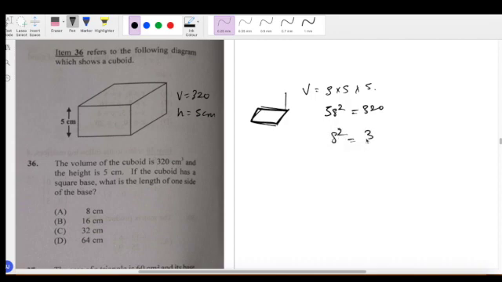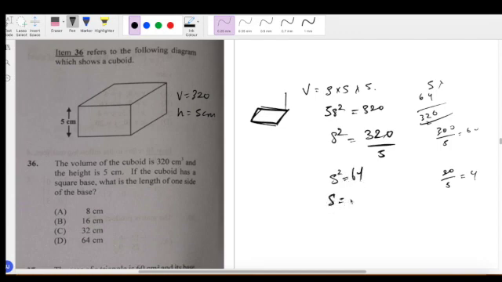S squared will be 320 divided by 5. So 300 divided by 5 is about 60, because 6 5s are 30, right? So 300 divided by 5 is about 60. And then 20 divided by 5 is 4. So therefore, if I take 5 and multiply it by 64, 5 4s are 20, 6 5s are 30, 31, 32. Yeah, so that means that s squared is 64, and thankfully it lines up. So s will be the square root of 64, which is 8.